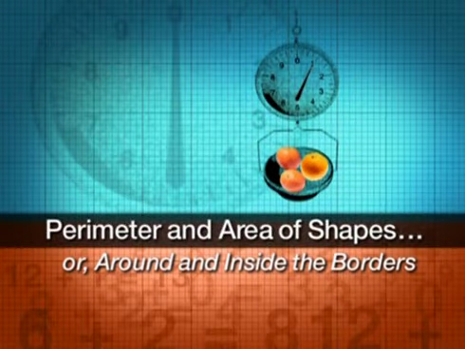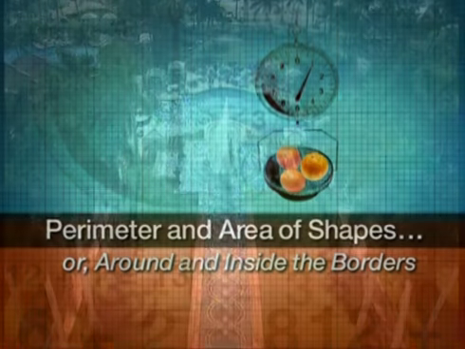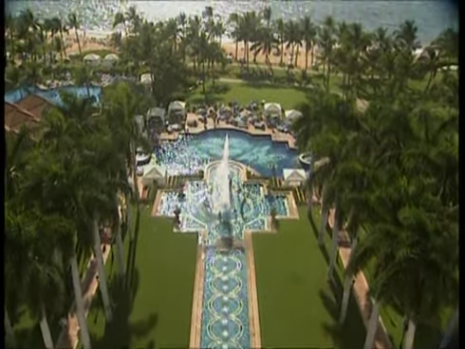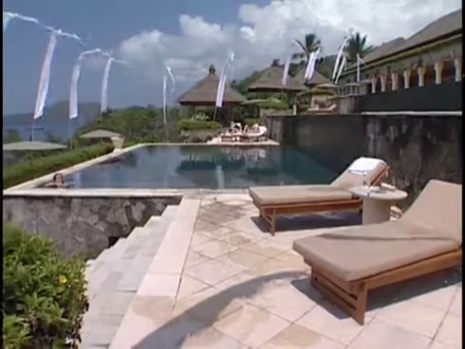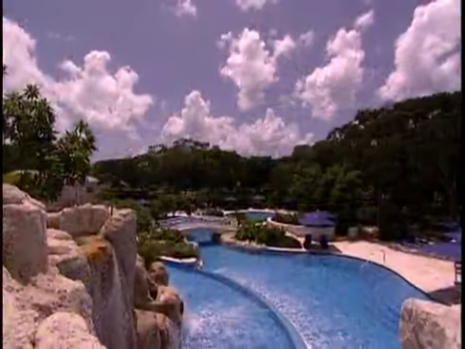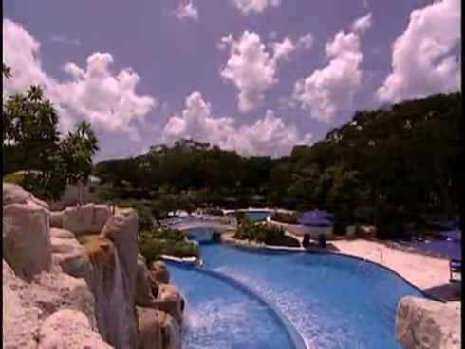The perimeter of a two-dimensional object is the distance around it. The area of a two-dimensional object is the amount of space inside it. The formula for the area of a rectangle is length times width. Most solar panels are in the shape of rectangles.